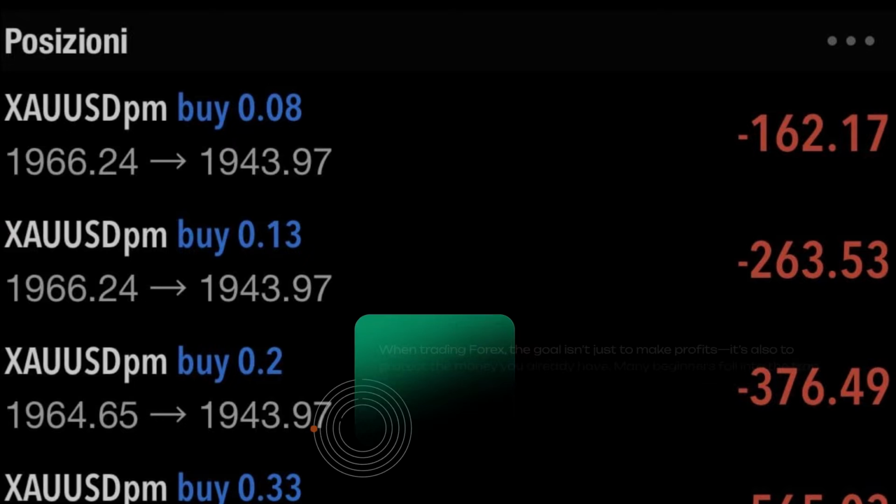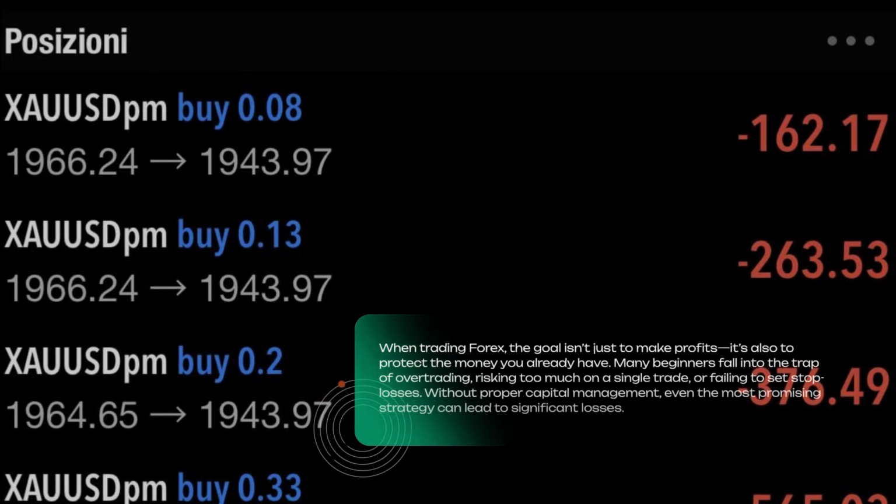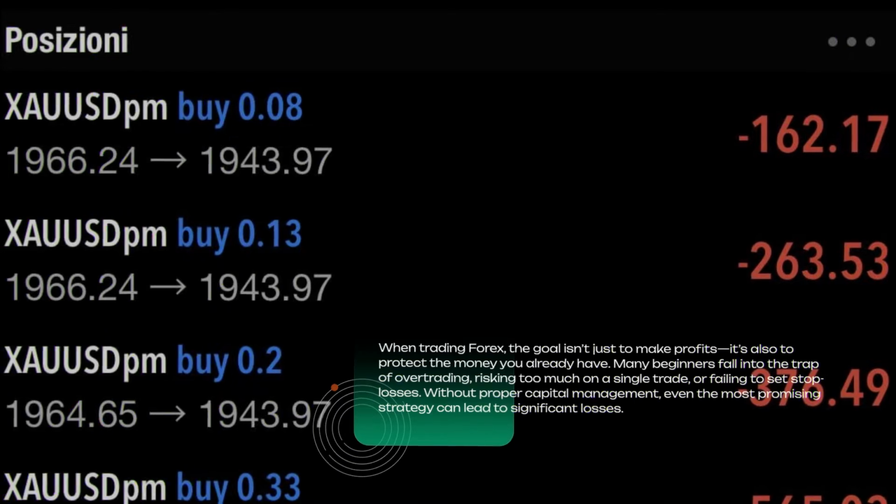When trading Forex, the goal isn't just to make profits, it's also to protect the money you already have. Many beginners fall into the trap of overtrading, risking too much on a single trade, or failing to set stop losses. Without proper capital management, even the most promising strategy can lead to significant losses.